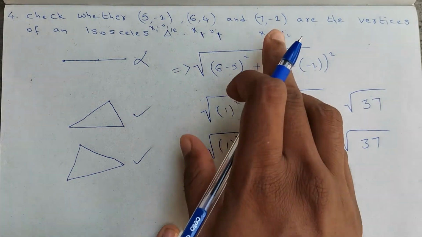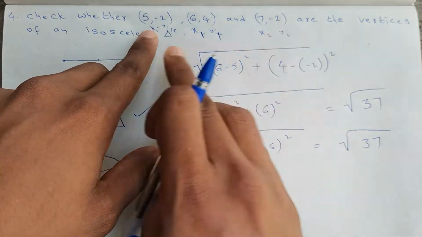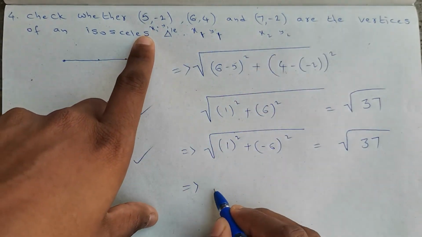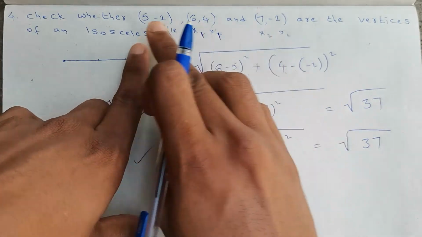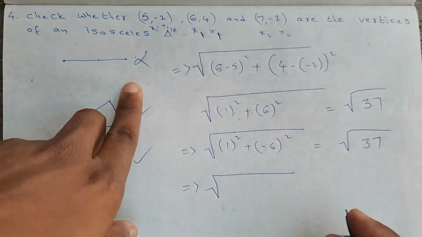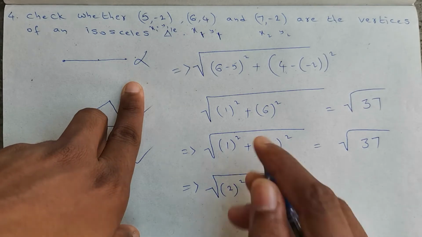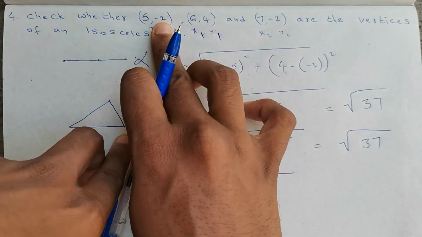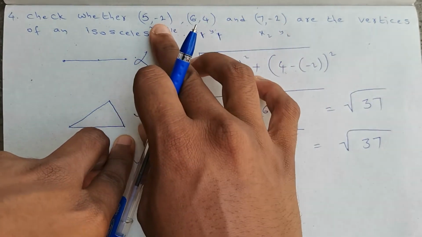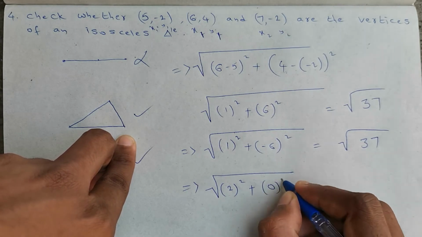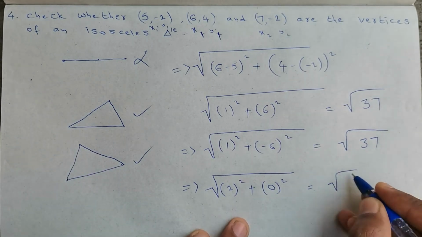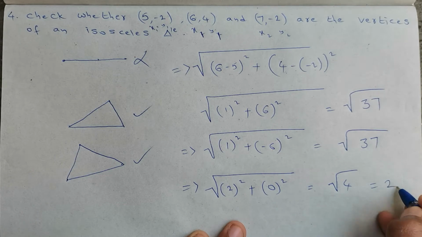Next, finding the distance between A and C. Here x1 y1, here x2 y2. Under root (x2 minus x1), 7 minus 5, 2 square, plus minus 2 minus of minus 2, means minus 2 plus 2, which is 0, 0 square, which equals under root 2 square, 4, which is nothing but 2.